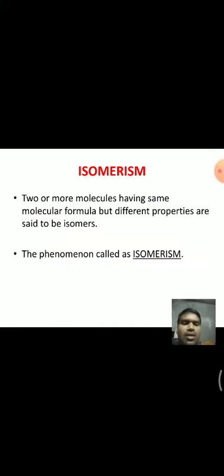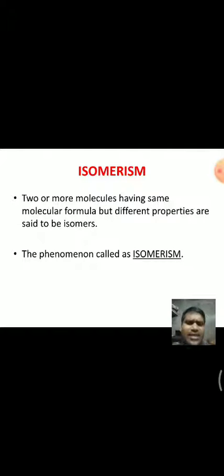Coming to the definition, two or more molecules having the same molecular formula but different properties are said to be isomers. That means two molecules have the same molecular formula but are different compounds. Those are said to be isomers, and the phenomenon is called isomerism. That means the phenomenon in which two or more molecules exist with the same molecular formula but different properties is said to be isomerism.